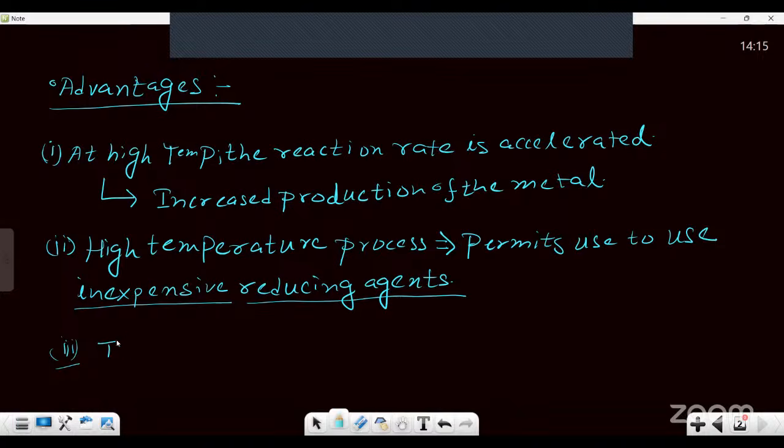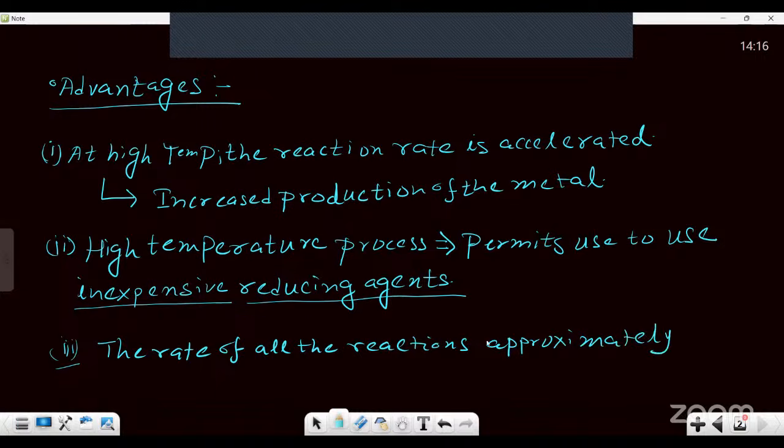Approximately, I can say that the rate of all the reactions approximately doubles with just a 10-degree rise in temperature. Okay. So in pyrometallurgy, we are actually having a very high temperature.